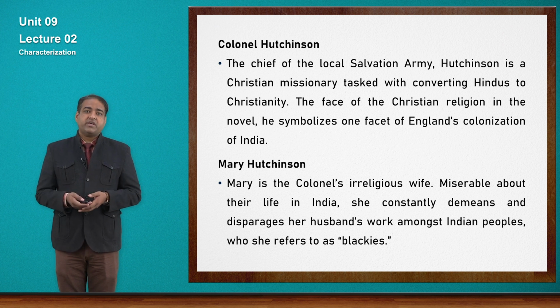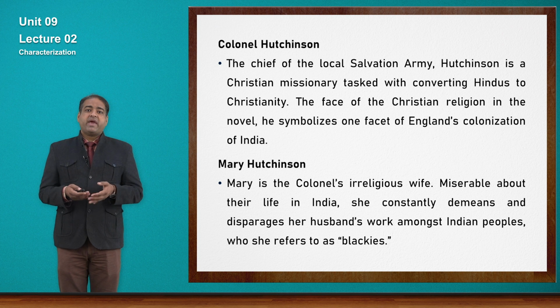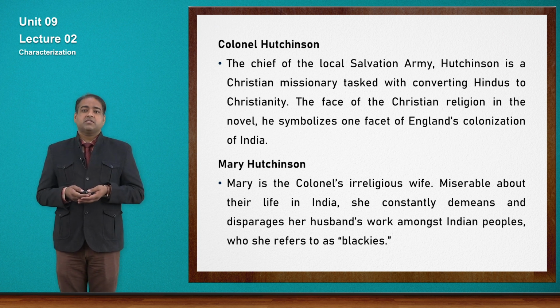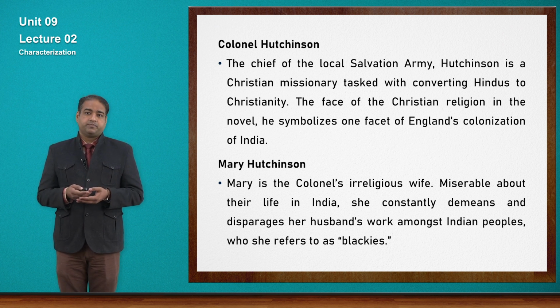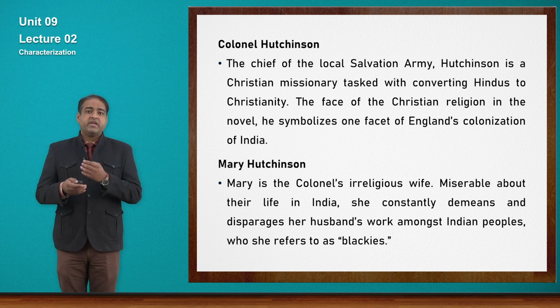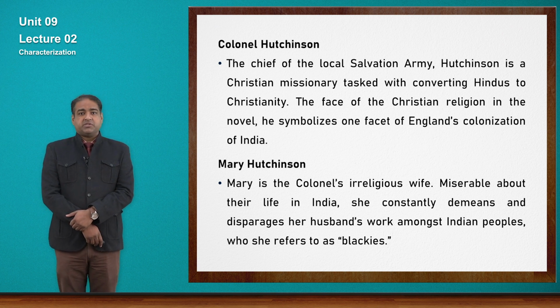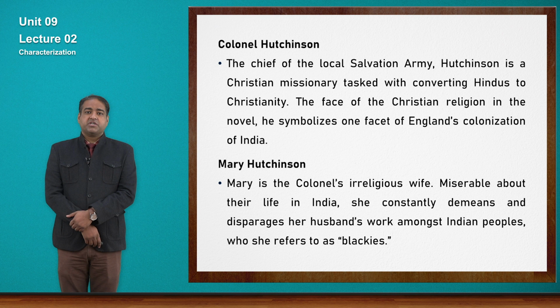We have another character who is the wife of Colonel Hutchinson. Her name is Mary Hutchinson. Mary is the colonel's irreligious wife. So Mary does not believe much in the religion and the propaganda with which Colonel Hutchinson is there in that area. Miserable about their life in India, she constantly demeans and disparages her husband's work among Indian people, whom she refers to as blackies. Now, Mary Hutchinson calls Indians blackies. She believed in the concept that Britishers are superior to Indians. She wanted to go back to England, but she had no choice but to live with her husband.